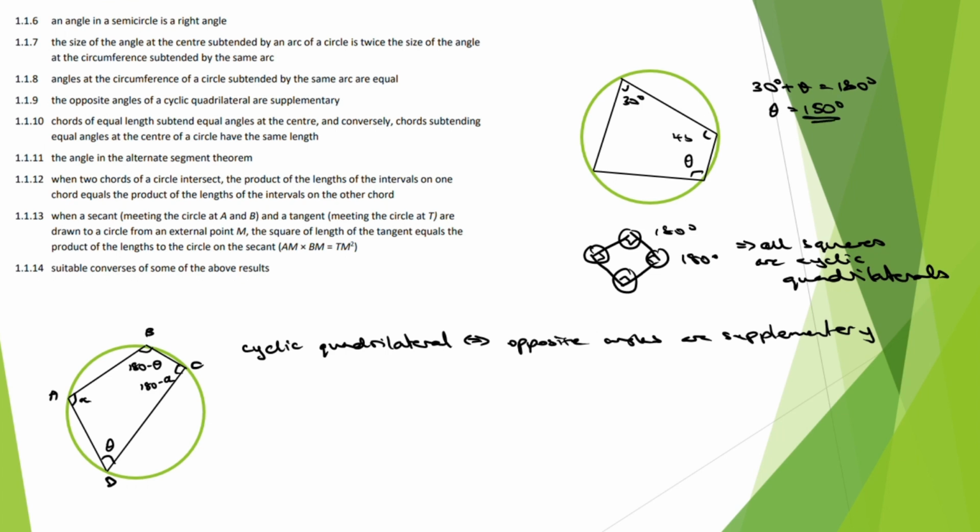Alternatively here, if I have 45 degrees and I want to find an angle alpha here, alpha plus 45 degrees will by definition be equal to 180 degrees. It will be supplementary, and therefore alpha is equal to 135 degrees. Okay, so these are two examples of using that property of cyclic quadrilaterals to determine undefined angles.